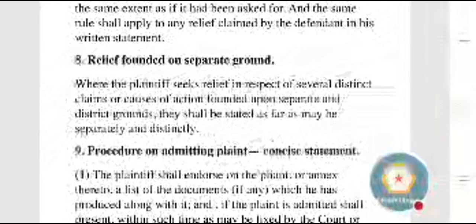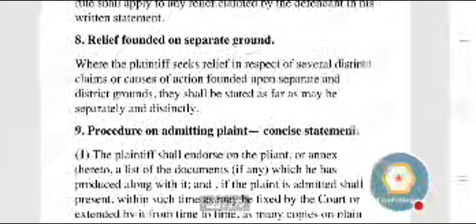Okay. Now, Order 7, Rule 8 says, relief founded on separate grounds. Where the plaintiff seeks relief in respect of several distinct claims or causes of action founded upon separate and distinct grounds, they shall be stated, as far as may be, separately and distinctly. So, if the relief is founded on several distinct claims, the reliefs must be claimed, as far as practicable or as far as possible, separately and distinctly.